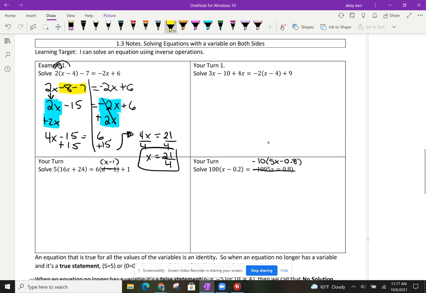Want to combine like terms. We have 3x and 4x. 3x plus 4x gets us 7x minus 10. And then we have distribution on the right-hand side. So that's going to be negative 2x plus 8. The reason why it's 8 is negative 2 times negative 4 is 8, plus 9. We can combine like terms here because they're on the same side.